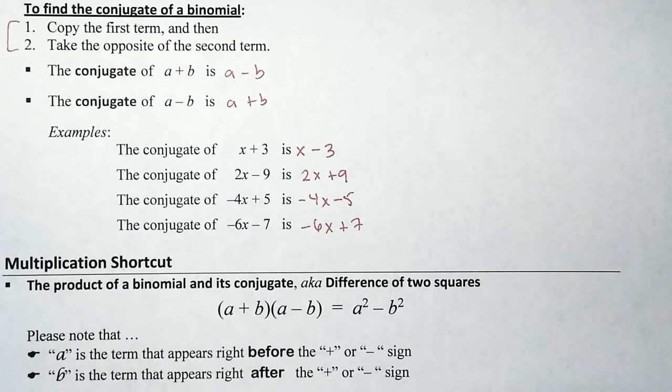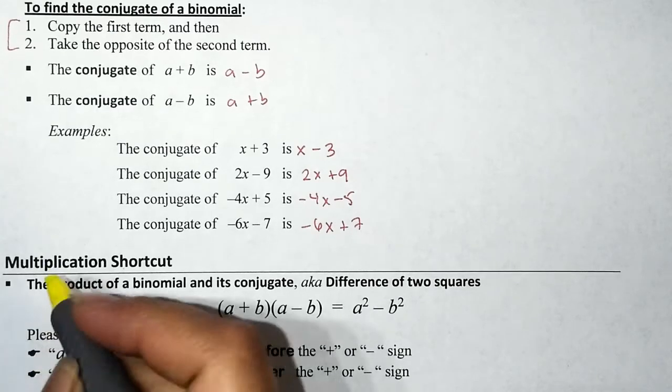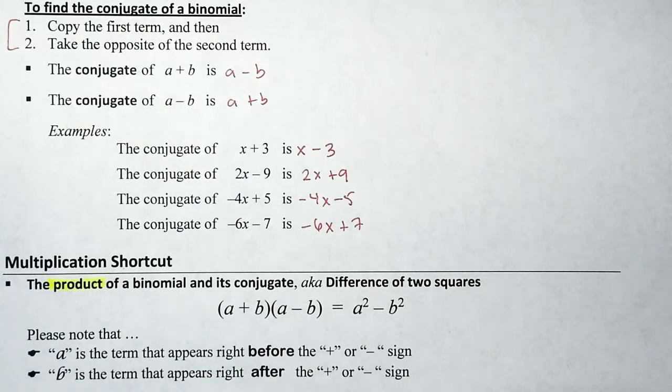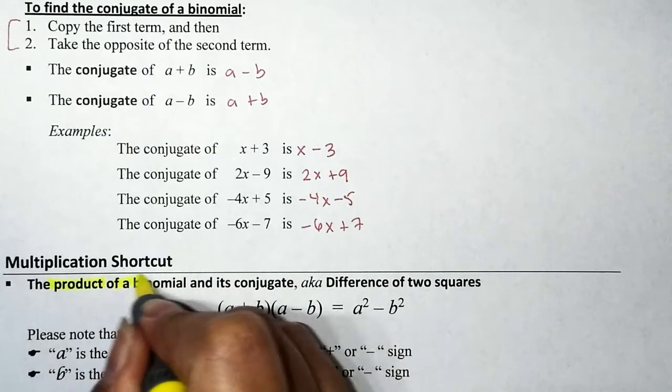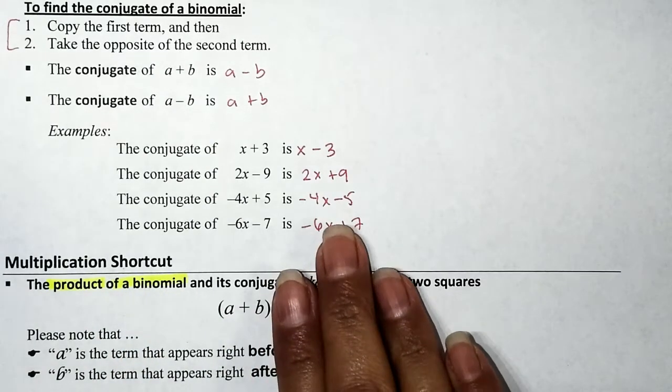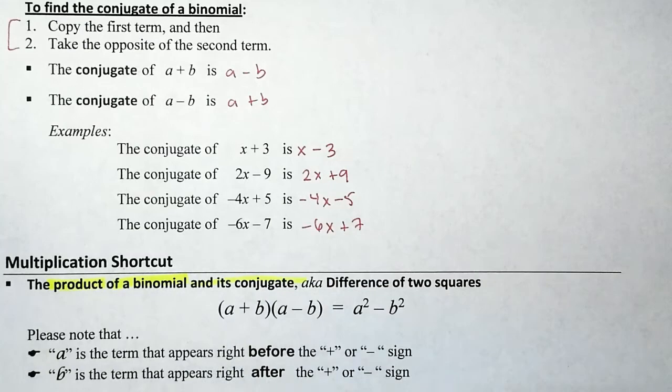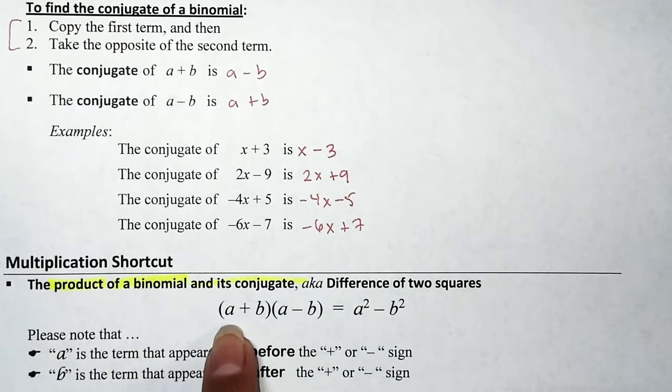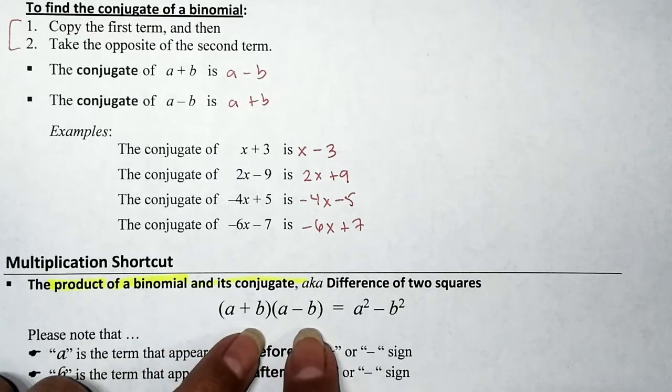Depending on the book we're working with, that will determine how they name it. But for the most part, this multiplication shortcut is addressed as the product of a binomial and its conjugate, which is a pretty long name, but it's actually the most appropriate name. Why? Product of something, so we're multiplying. What are we multiplying? The product of a binomial. So we have a binomial and we're multiplying it by its conjugate. Conjugate of a plus b: conjugate, copy, opposite.